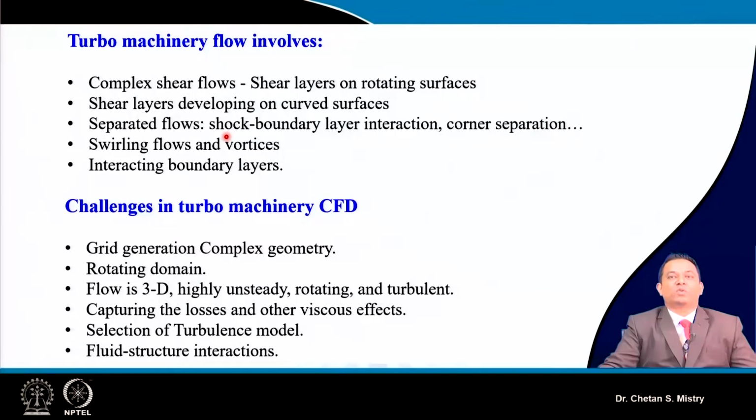When we say this is what is generated, that's what will lead to increased losses. What losses? We say aerodynamic losses, and those aerodynamic losses are what deteriorate your performance as well as efficiency. We have swirling flow, or flow with vortices, and interaction with the boundary layer. So all those aspects come into the picture when we talk about the aerodynamics of an axial flow compressor.